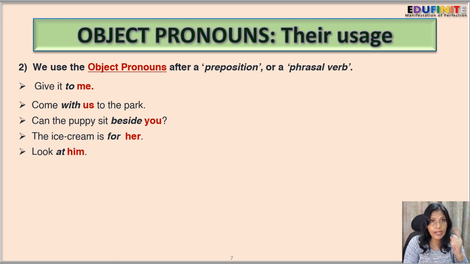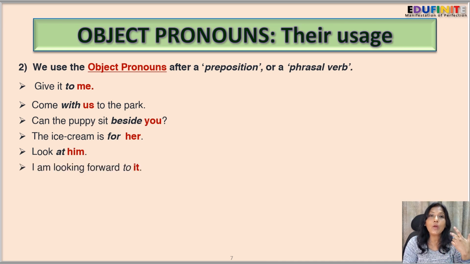Next, look at him. So over here, him is for male. The pronoun him represents male. Now, look at him. Suppose he is wearing something funny or maybe he's making some funny faces. So what I say is, look at him. So, at is the preposition and we use the object pronoun him after it.